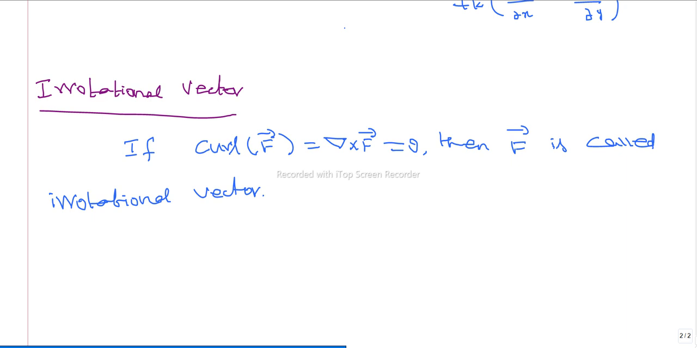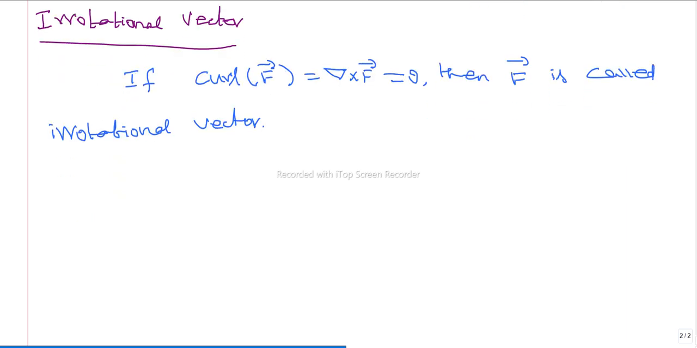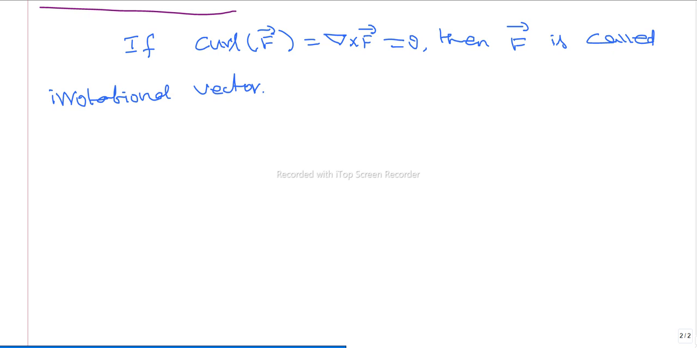If divergence is 0, that is called solenoidal. If curl is 0, we say it's irrotational. Okay. Now we solve some problems to find the curl and divergence of a function at a point.